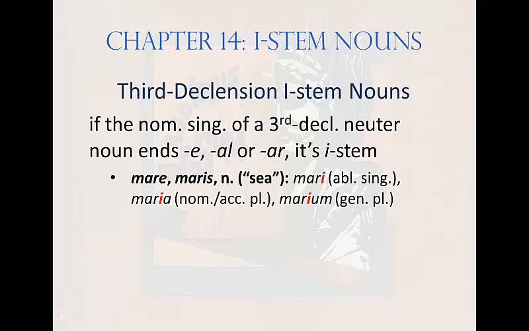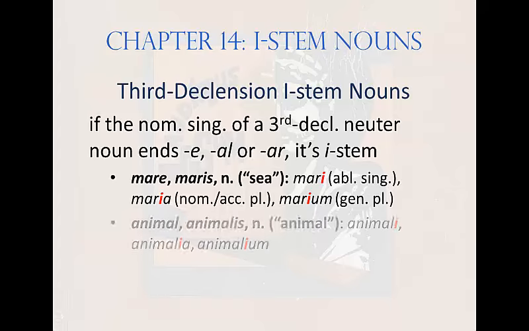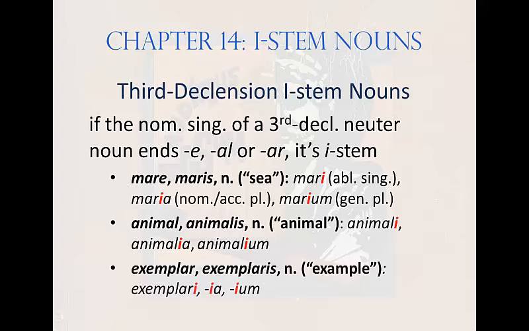So, for example, mare, maris, the Latin word for sea, as in ocean, is i-stem, meaning that its ablative singular will be mari, its neuter nominative and accusative plural will be maria, and its genitive plural will be marium. Another example is animal, animalis, meaning animal. Its ablative singular will be animali, its nominative and accusative plural, animalia, and its genitive plural, animalium. And third, exemplar, exemplaris, meaning example, will have exemplari, exemplaria, and exemplarium as its i-stem forms.